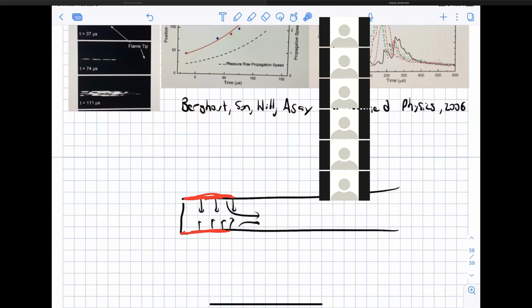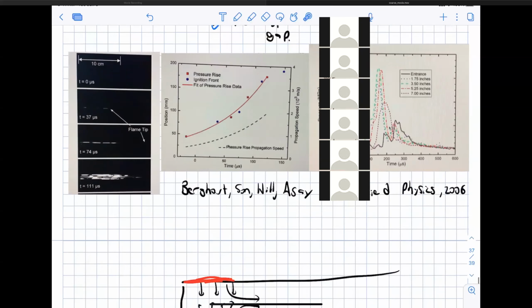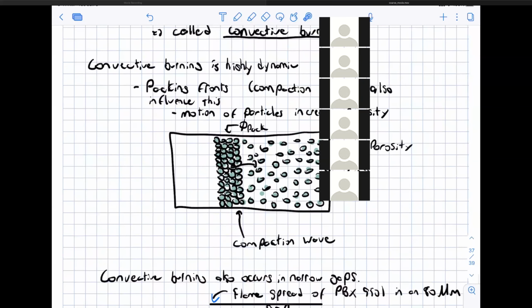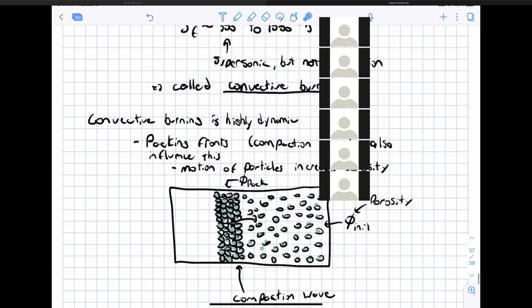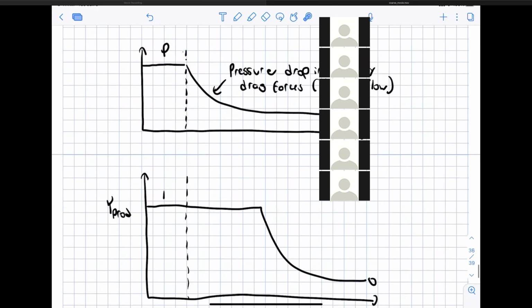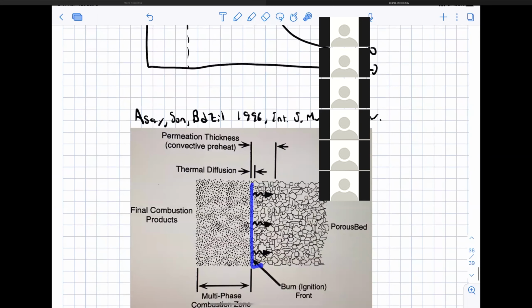And I'll ask one last question with this. So this convective burning stuff, if this propellant bed here, if I change the particles to, say, coal or carbon or fuel droplets, would you expect this convective burning effect to be important or not?